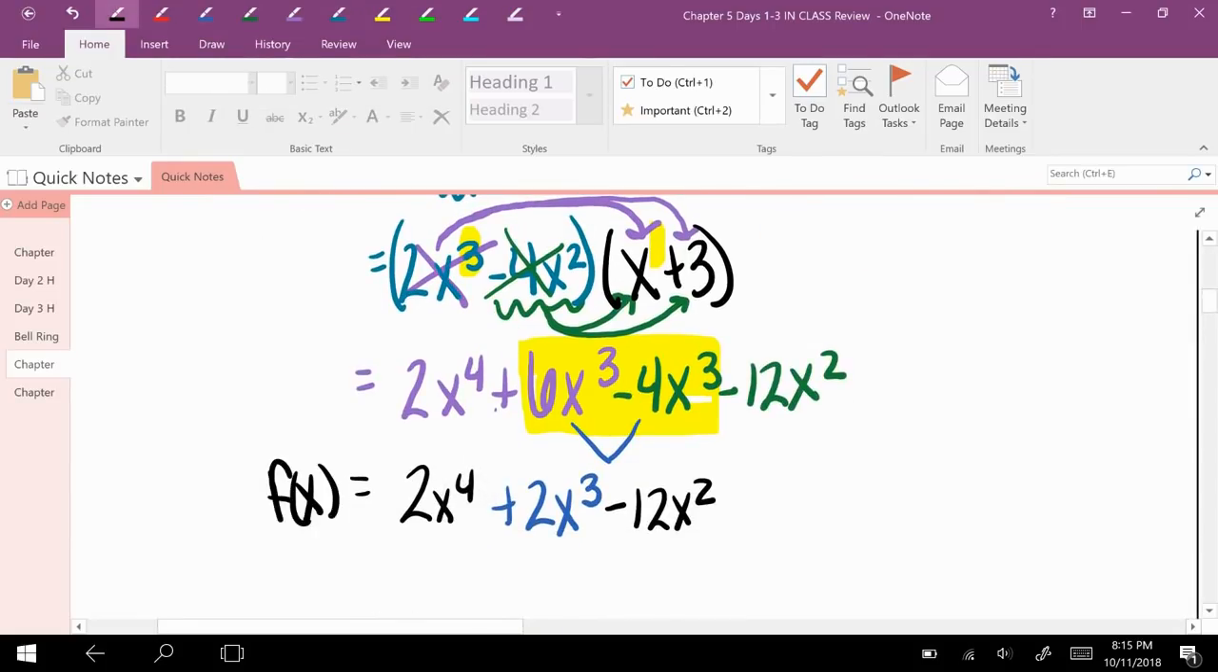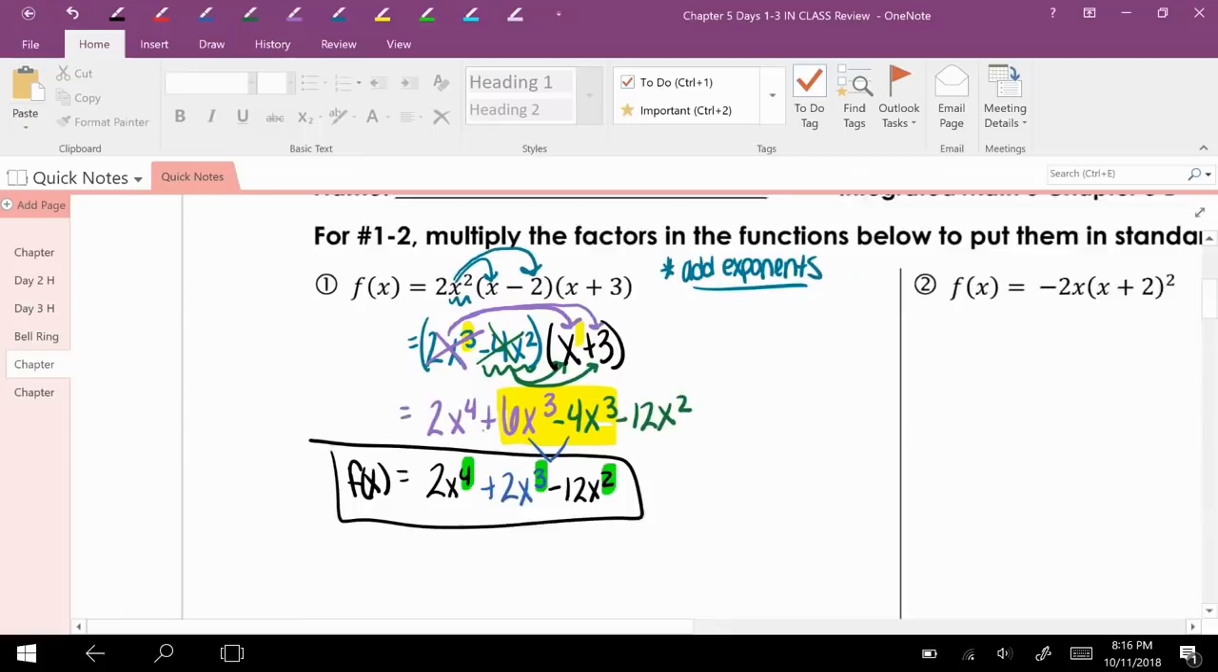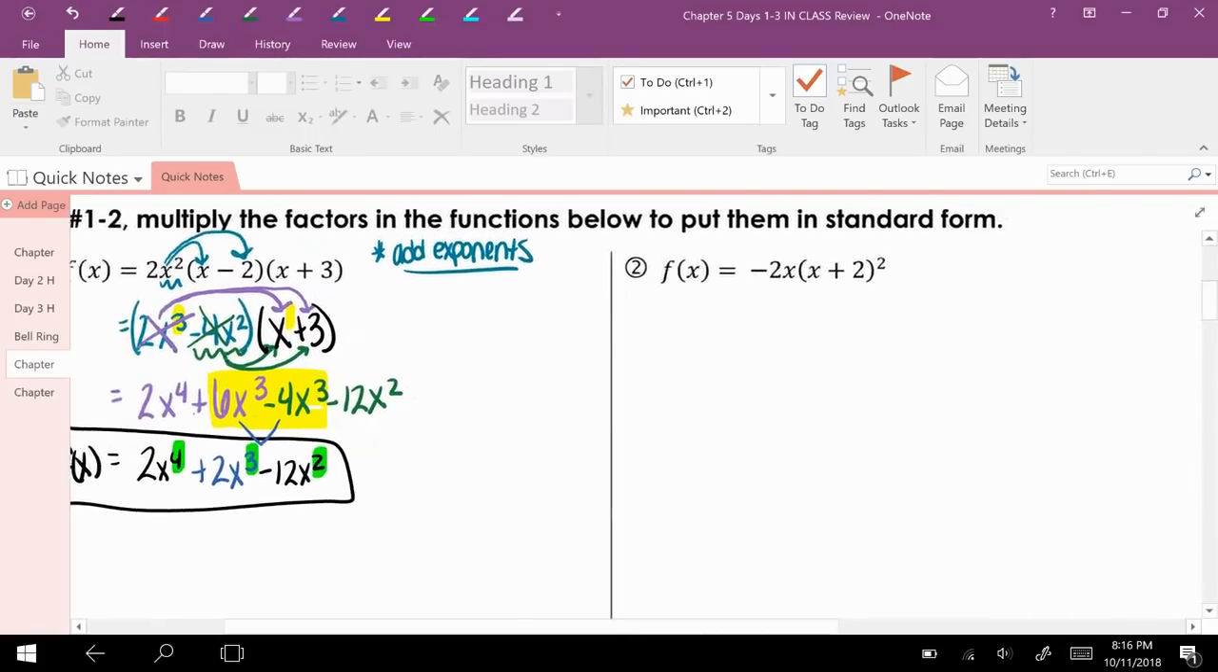And it's in standard form because it goes 4, 3, 2. It goes down. Okay, so that is our standard form. That is how we multiply that all out. Okay, let's move on to the next one.